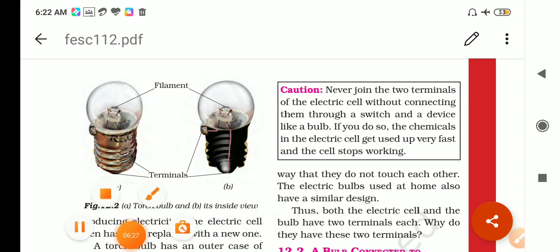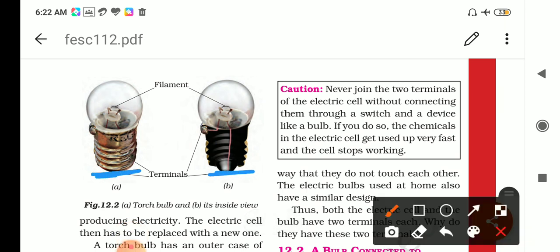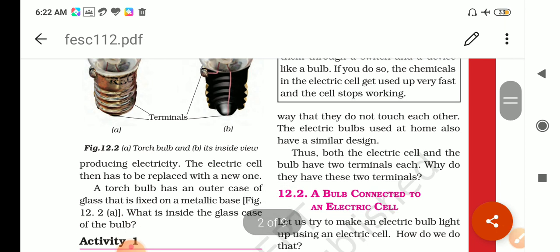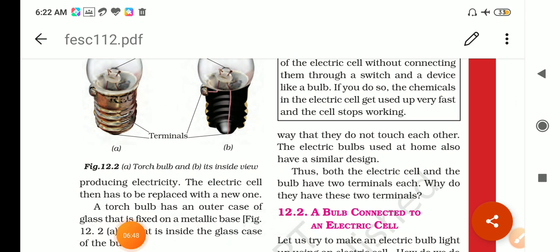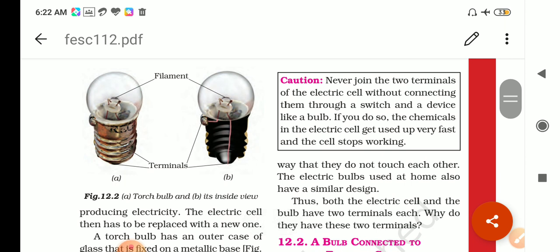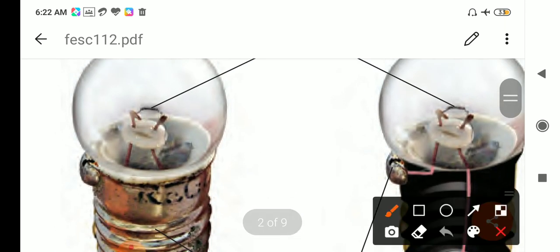These are bulbs. Normally these are torch bulbs, and this is an inside picture of the bulb. The bulb has an outer case of glass that is fixed in a metallic case. This makes the base of the bulb. Then it encloses a thin coiled metal wire which is called the filament. You can see it if I enlarge this picture. Inside this you can see this metallic wire. This is called the filament.